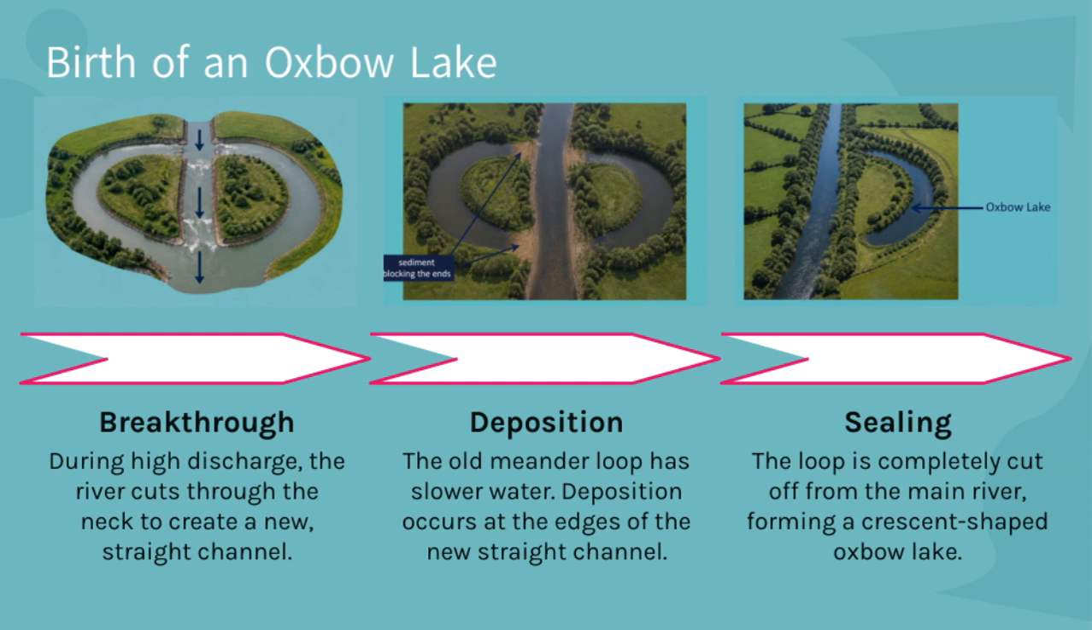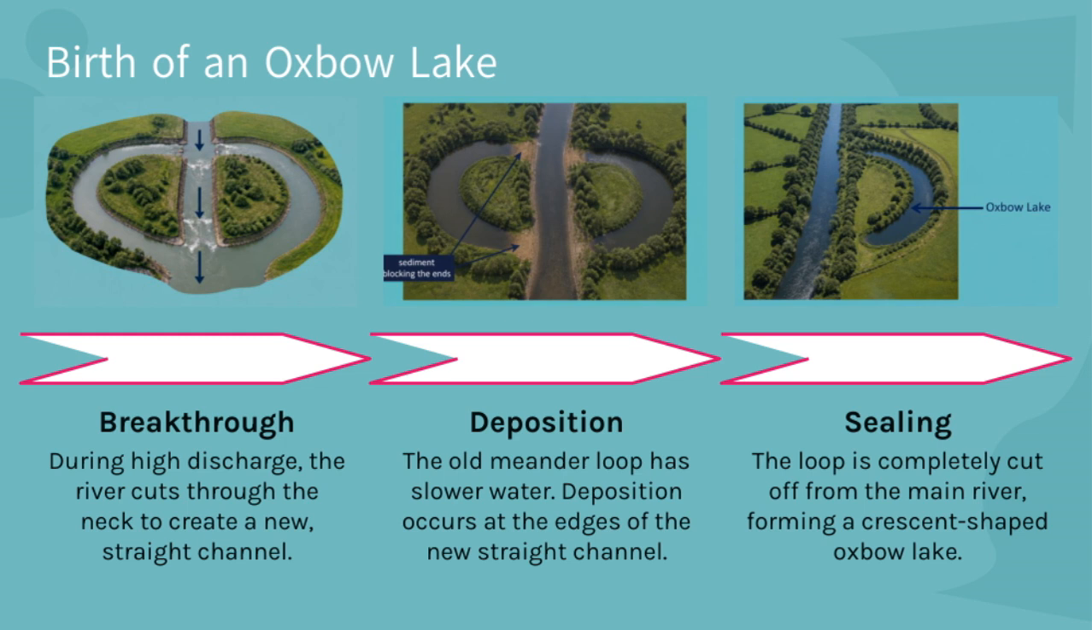High discharge means the river has more water than usual, so it has more energy. The river then begins to flow along a new, straighter channel. Third, the old meander loop now has slower water. Because the water is no longer flowing strongly through it, deposition begins to occur near the entrances to the old loop. Fourth, sediment builds up and seals off the old meander from the main channel. The result is a separate crescent-shaped body of water called an oxbow lake.